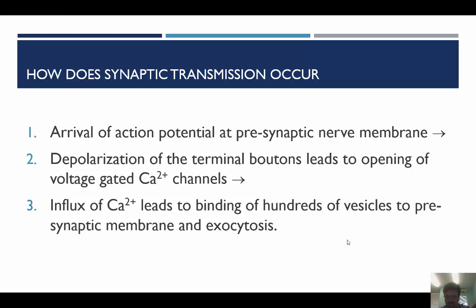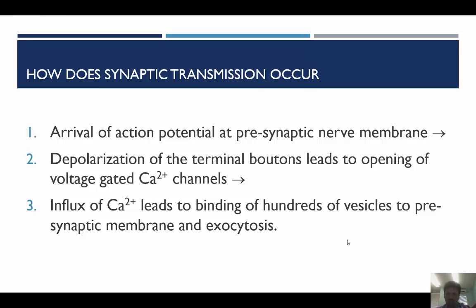So let's go through that again. First, the action potential arrives. Secondly, the arrival of the depolarization at the terminal button opens voltage-gated calcium channels. Thirdly, calcium moves down its concentration gradient from the extracellular fluid to the intracellular fluid of the terminal button. And the arrival of calcium inside of the terminal button triggers a chemical reaction which causes the vesicles to fuse with the presynaptic membrane and to release their neurotransmitter into the synaptic cleft by a process of exocytosis.